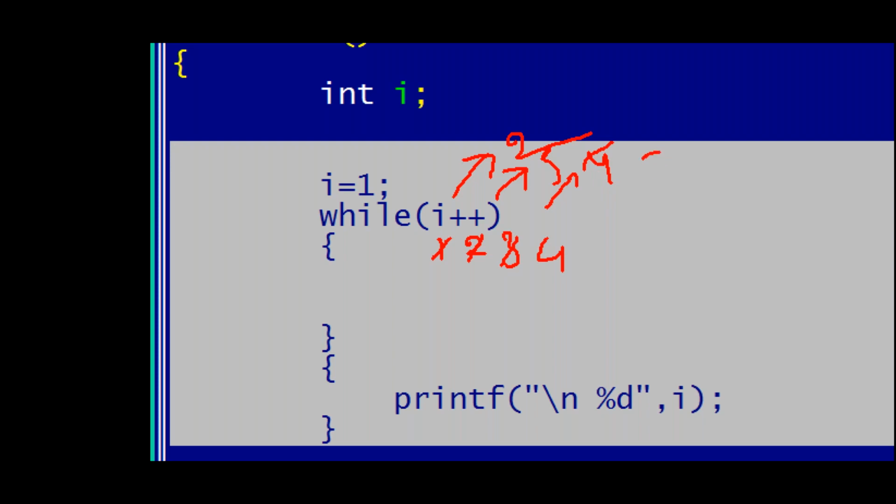When it is 0, it's checking. Now the i value is 1. It prints the i value as 1, guys. Listen. Understood, right? i is 1. I think you understood, right?